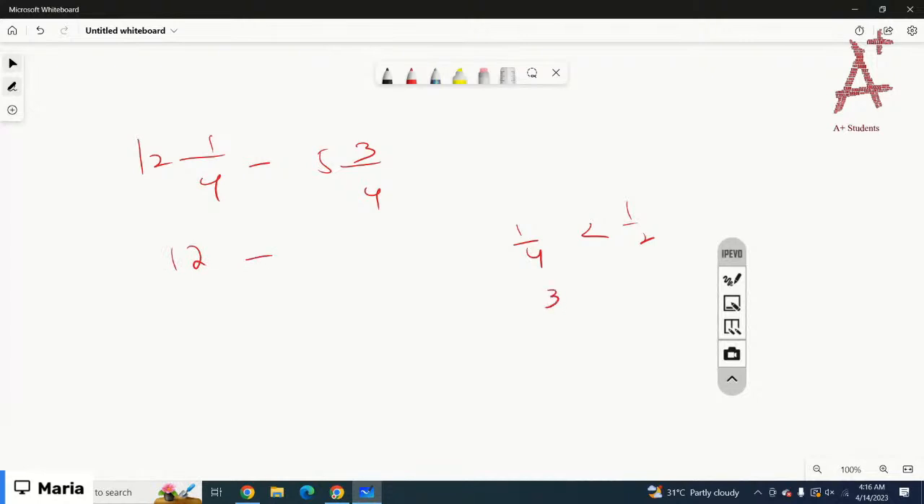Then 5 whole 3 over 4. It is greater than 1 over 2. Got it? So you have to round up. So 12 minus 6 is 6. Got it? So the correct option is 6.